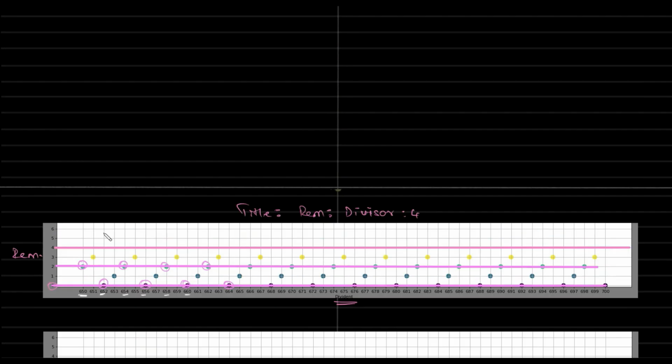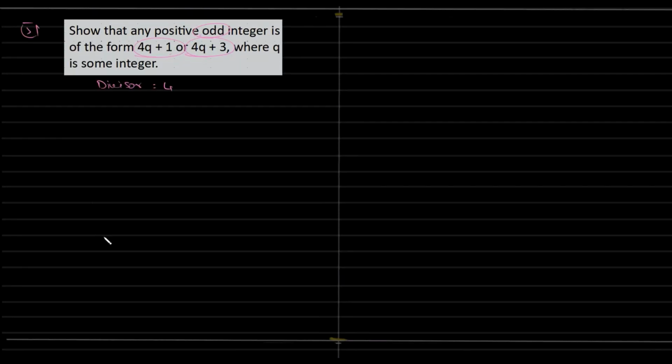So again, the question talks about what? In general, we have to prove that odd numbers can be represented in the form of 4q plus 1, if not 4q plus 3. In the program, we just showed for certain numbers. Now we have to show it generally. So whenever we have to show anything generally with divisibility, you have to make use of what? You have to make use of Euclid division lemma.